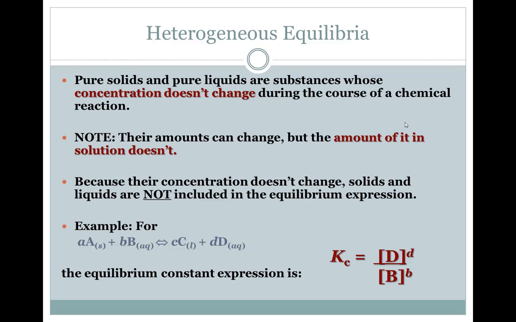For example, if we take this equation, A plus B yields C plus D, A is a solid, C is a liquid, so we do not include those in the equilibrium constant. So the right side over the left, there's D to the D power, B to the B power, because those are both aqueous.